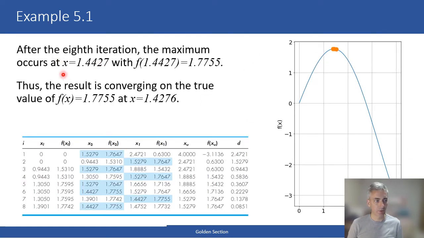So for this example, after the 8th iteration, we find that the maximum occurs at x equals 1.4427. And this is extremely close to the true value of the maximum of this function, which is at 1.4276. So we can see that this has only taken 8 iterations to get to something very close to the true value.